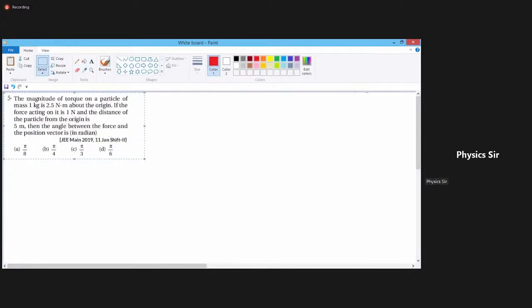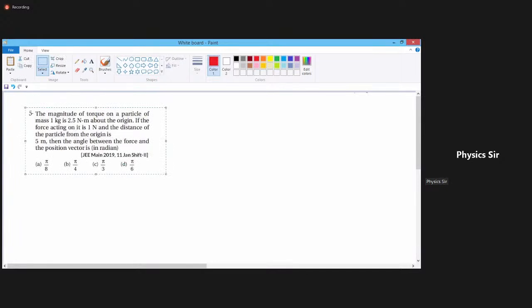This is a question from a JEE paper 2019. They have given the magnitude of the torque on the particle of mass 1 kg is 2.5 Newton meter about the origin. If the force acting on it is 1 Newton and the distance of the particle from the origin is 5 meter, then what is the angle between the force and the position vector in radian?